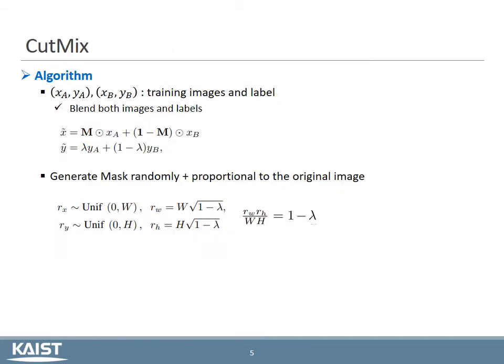Let's look at the CutMix algorithm in detail. At first, prepare two images and determine the blending region mask, and then mix the two images as I mentioned in the previous slide. The label of this mixed data is determined by the proportional region between the mixed-in image and the original image.